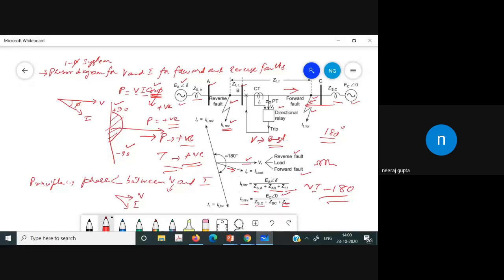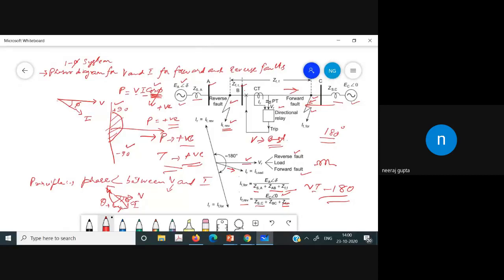Now let us suppose for the reverse fault, what happens? This is the reverse fault, this is the forward fault, and theta in this case is small. If theta between the voltage and the current is small, then it is the forward fault, and if this theta is large, then it is the reverse fault. So this relationship is used for the directional relay.